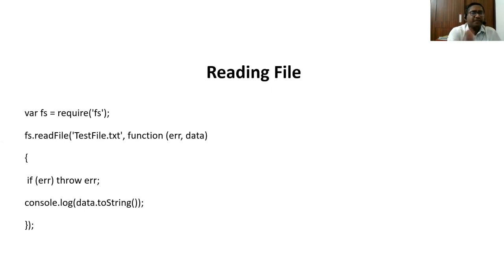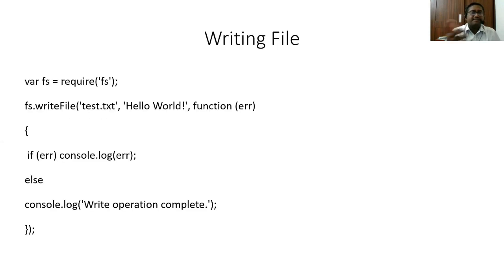Similarly, if you want to read a text file, whatever is present in the text file, it will read. We have a function that contains error and data. If there is an error, it throws the error and reflects what type of error it is directly. Otherwise, the data will be returned. Similarly, for writing a file, I give the name of the file and the information we want to write, and I just give a function of error.